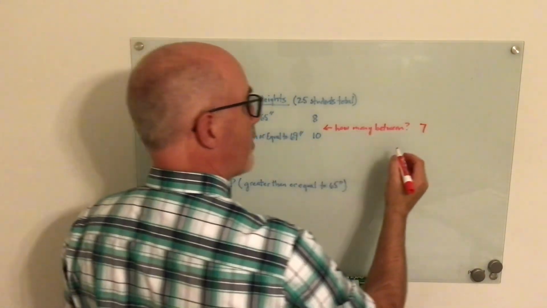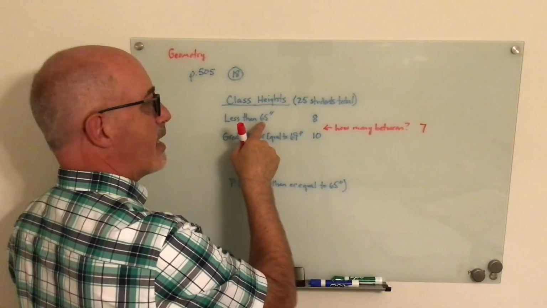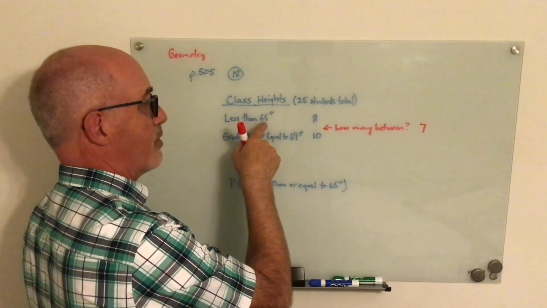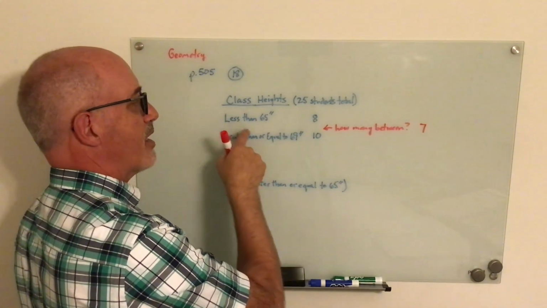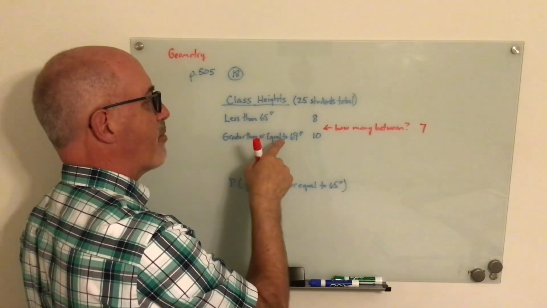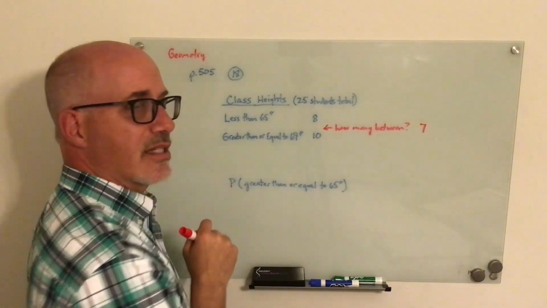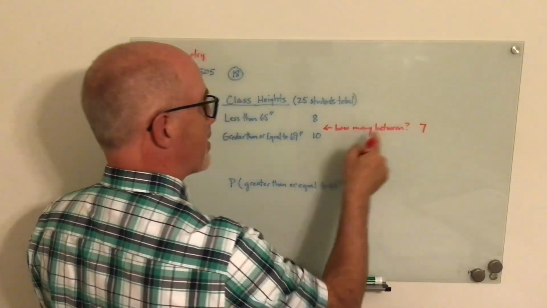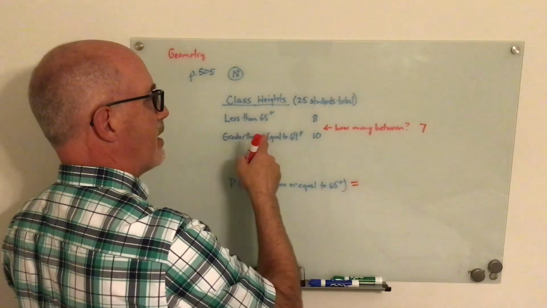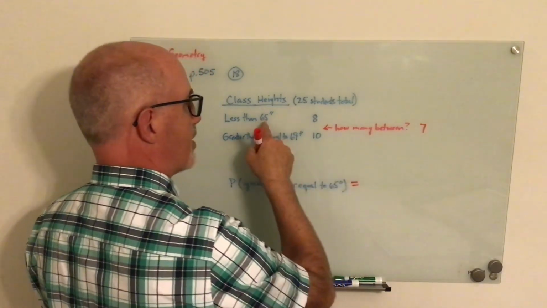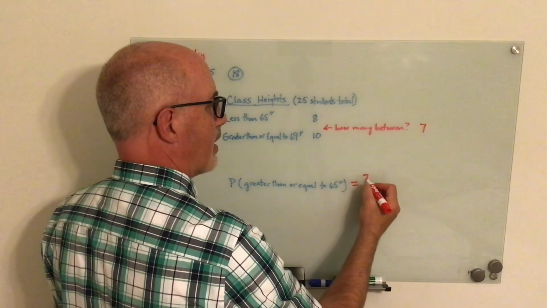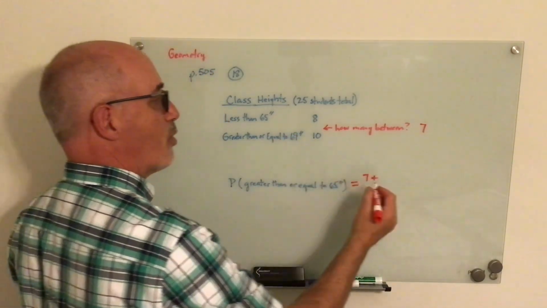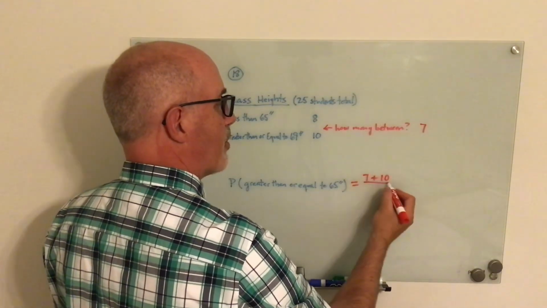So that would mean 7 students who are greater than 65 inches, greater than or equal to, because it could be 65, because this is less than. So greater than or equal to 65, but less than or equal to 69. So when I do my probability here, I'm going to have 7 students who are between these two, either at 65 but below 69, and then I'm going to have 10 more students when I put those two together.